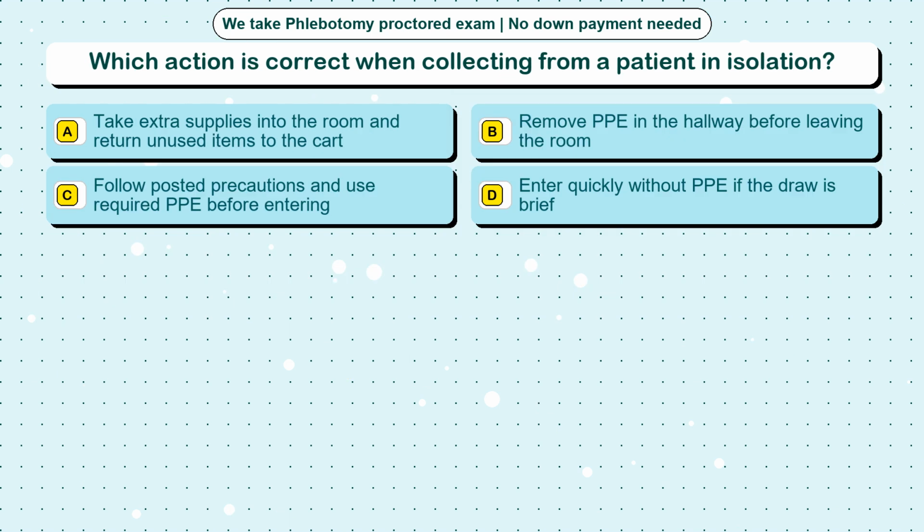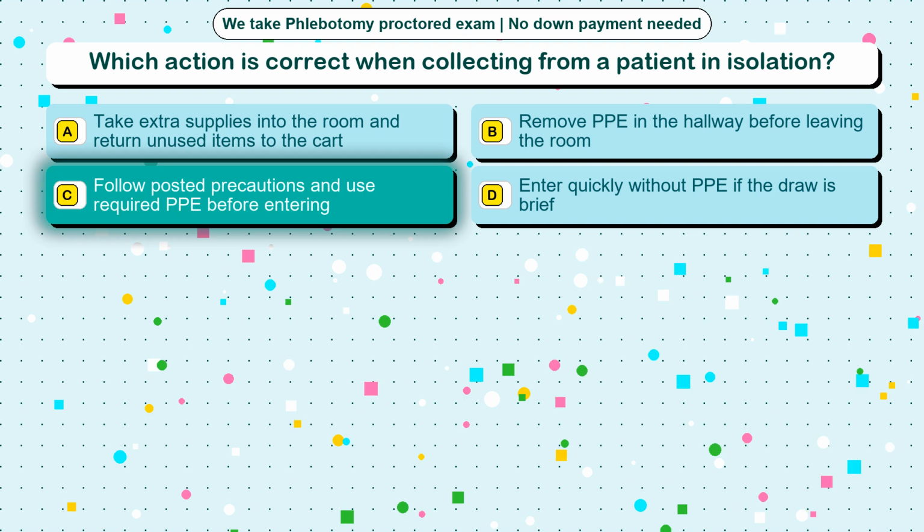Question 9. Which action is correct when collecting from a patient in isolation? Option A. Take extra supplies into the room and return unused items to the cart. Option B. Remove PPE in the hallway before leaving the room. Option C. Follow posted precautions and use required PPE before entering. Option D. Enter quickly without PPE if the draw is brief.